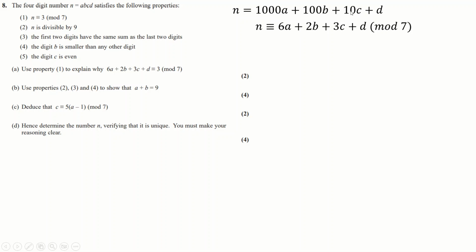And likewise for this and this and this. Okay, so cool. So that's that. And actually that's 2 marks for saying that. So that's cool. And that's congruent to 3, isn't it? Because n is congruent to 3, it tells you. Good. So that's 2 marks for that.